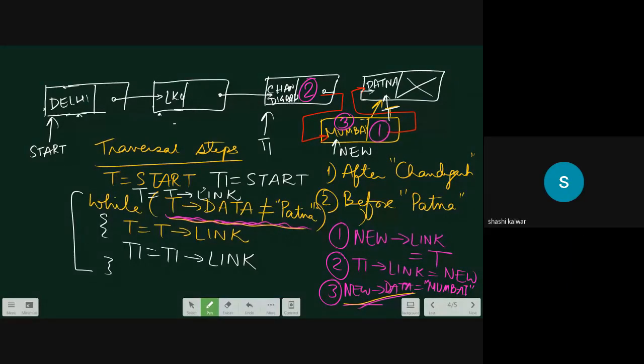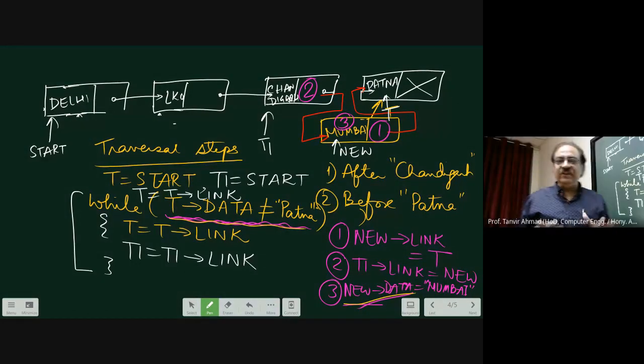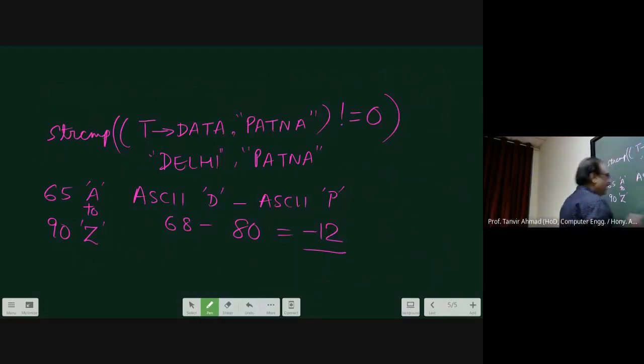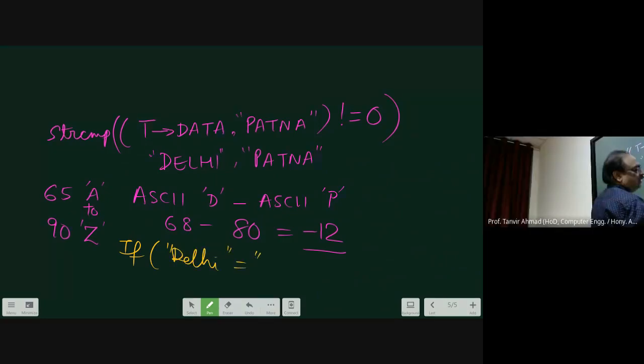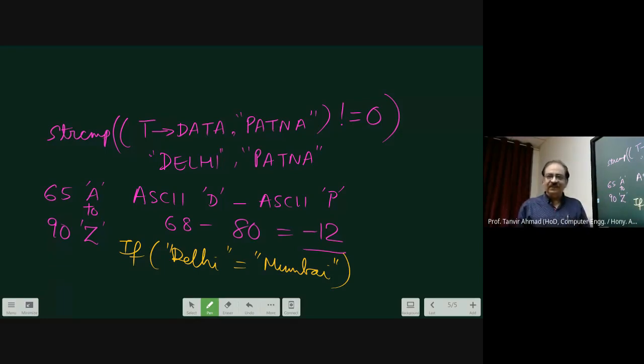So that means, sir, in an algorithm we can't use the string compare function. No, you can't use it. We don't write string compare. You just write if this equal to this. Therefore, I will write like this: if, say, Delhi equal to, say, Mumbai. The algorithm is perfectly correct. If you write in C, you write if string compare Delhi, Mumbai is equal to 0. Okay. Therefore, that is C dependent.